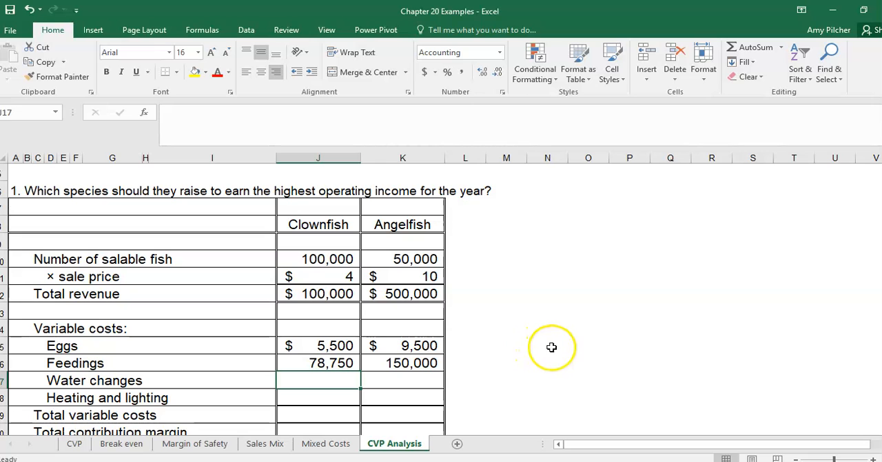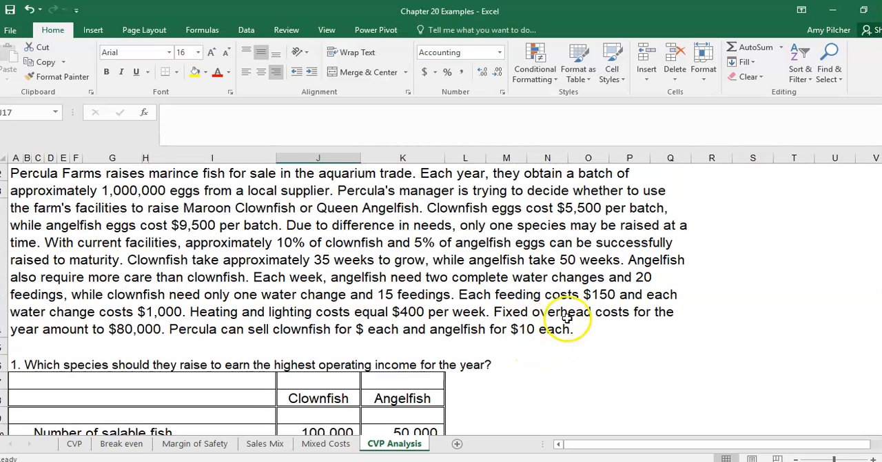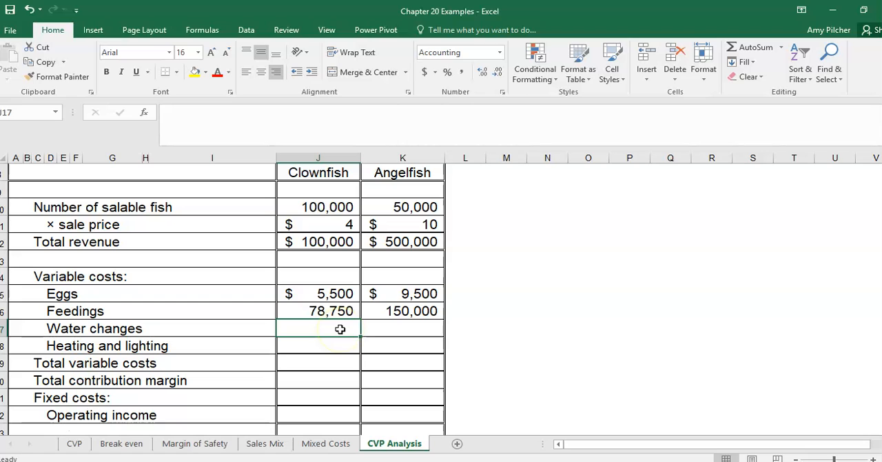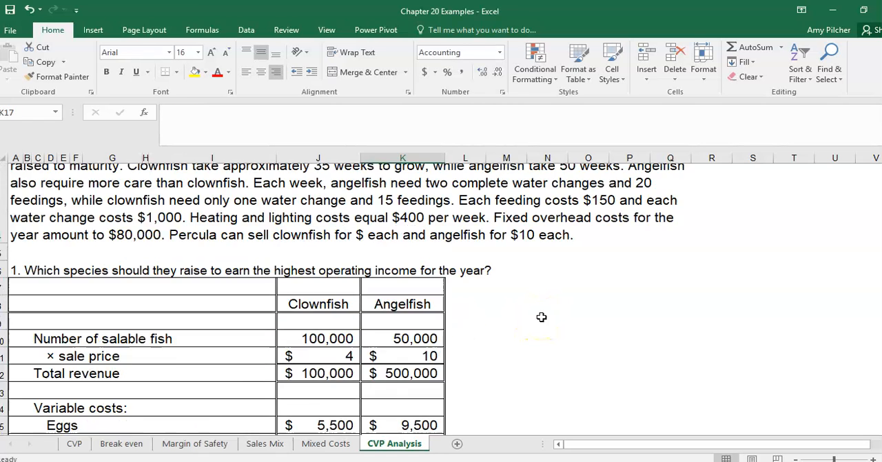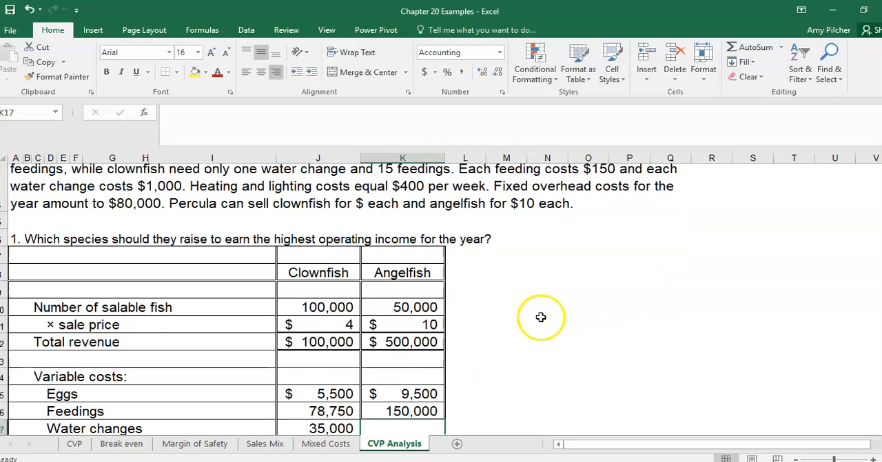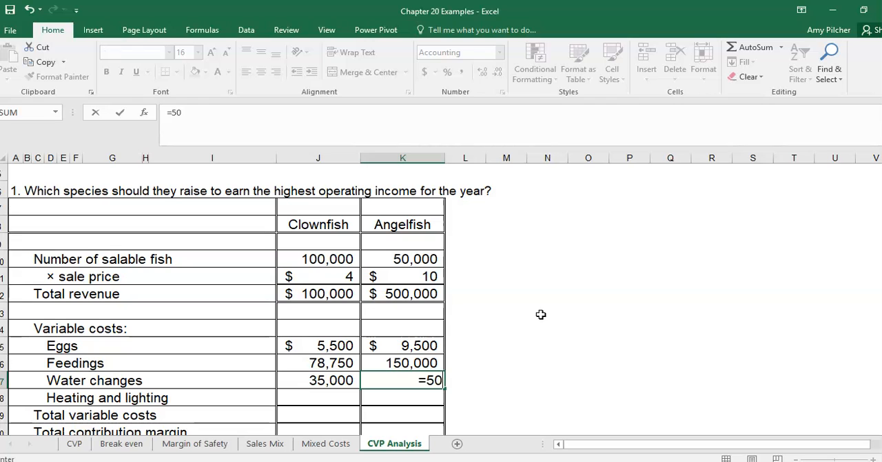Next, we have our water changes. Clownfish need 1 a week, and water changes are $1,000 each. So we're going to take 35 times 1,000. And for angelfish, we need 2 per week and 50 weeks. So 50 times 2 times a cost of $1,000.